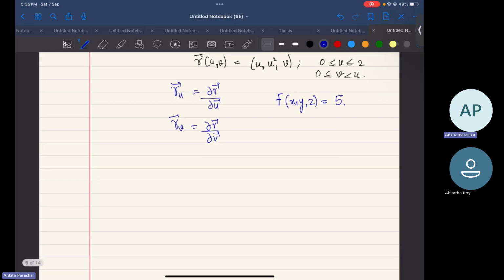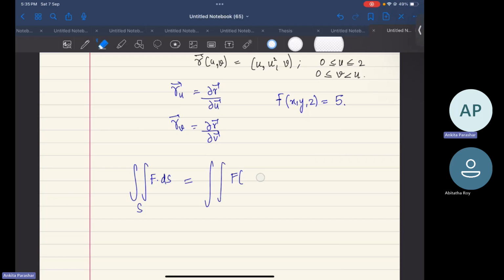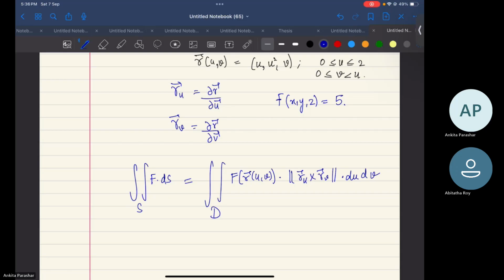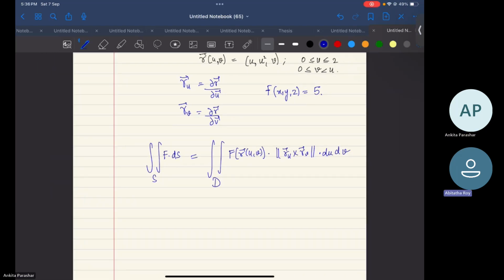So now we are trying to compute this integral of F dS over the surface S, and as we just discussed, it will be F of r(u, v), and then dS is nothing but the norm of r_u cross r_v times du dv. Of course, now the region has been changed. Following this, can you now do this?